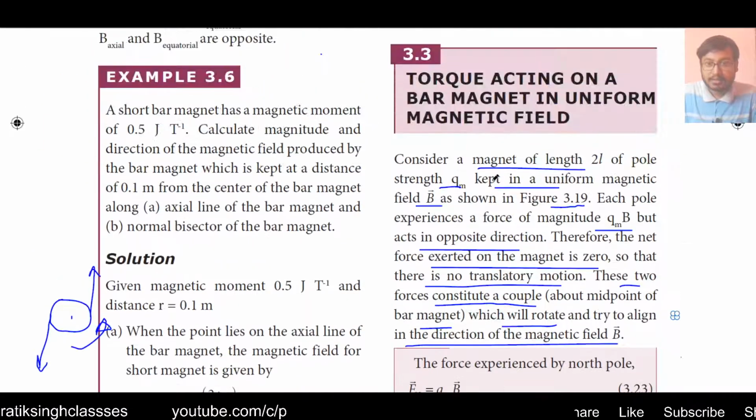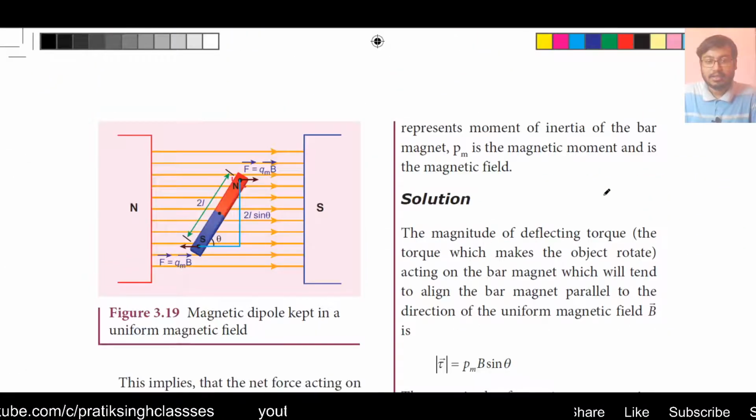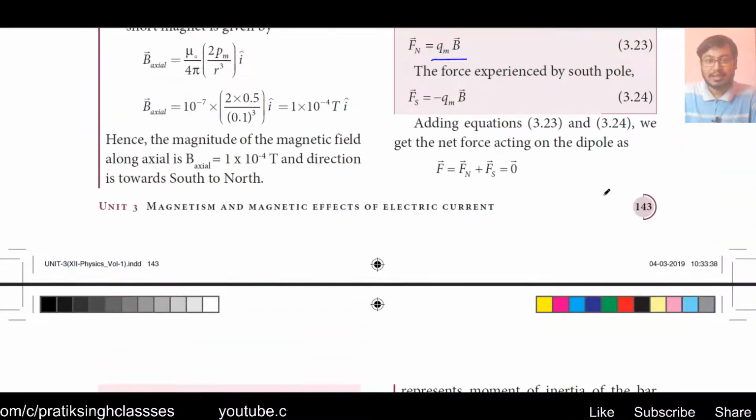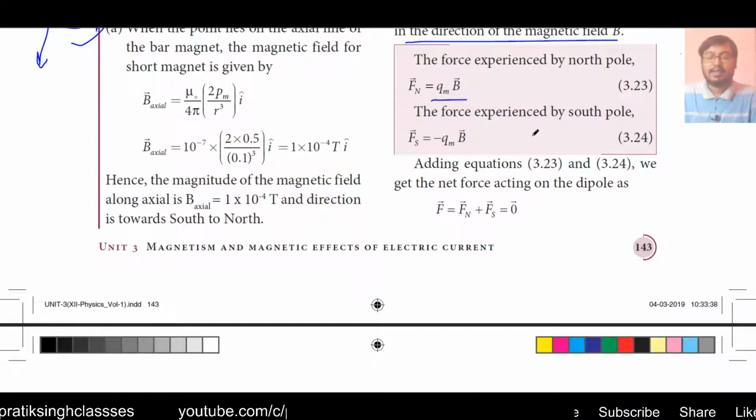The force experienced at the north pole is equal to Qm into B, pole strength into magnetic field, where Qm is the pole strength and B is the magnetic field. Likewise, the force experienced on the south pole, vector Fs, is equal to minus Qm into B. In equation 3.23 and equation 3.24, the magnitude is the same but the direction is opposite to each other.